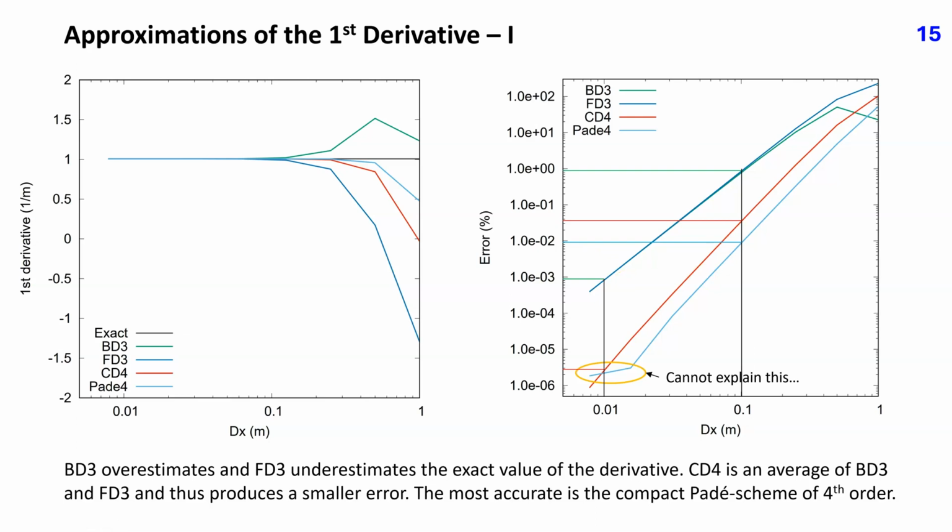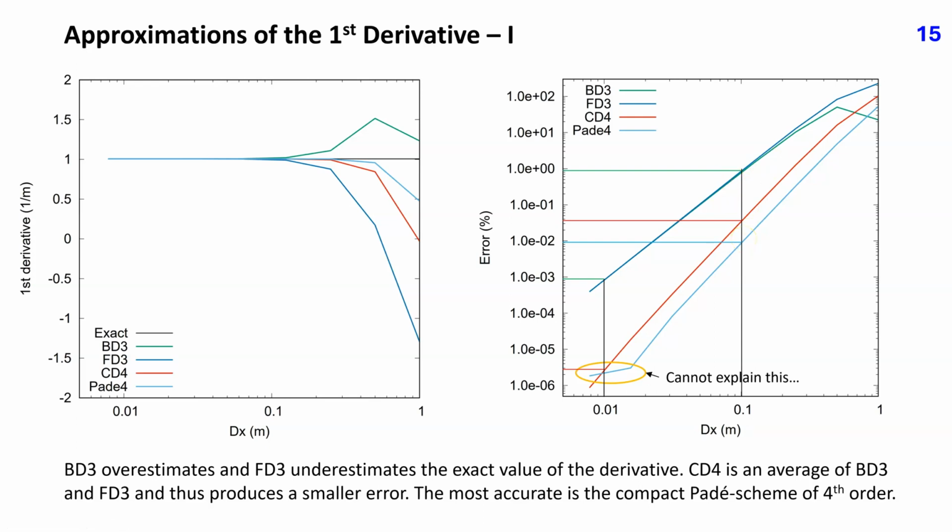The fourth-order central difference approximation, CD4, converges with fourth order. That is, when the grid spacing is reduced by 1 order of magnitude, the error is reduced by 4 orders of magnitude. Even for a medium grid spacing, the error from CD4 approximation is more than an order of magnitude smaller than the error from third-order approximations.